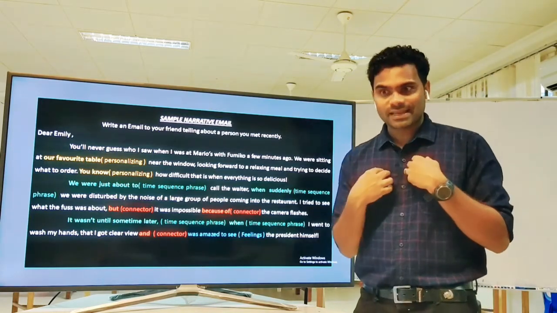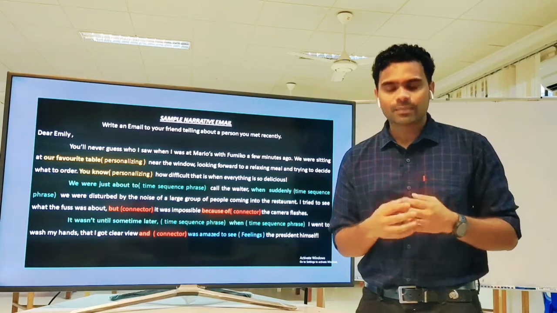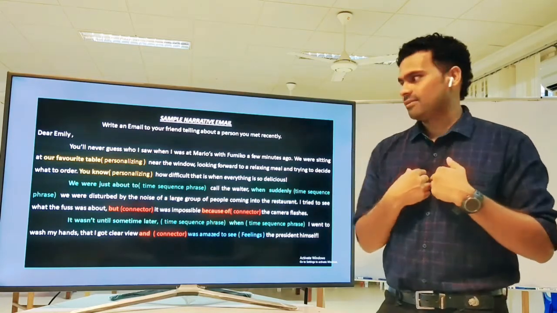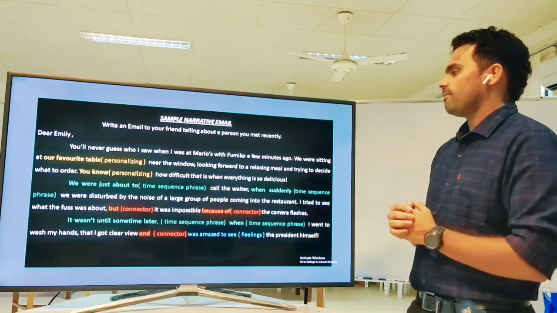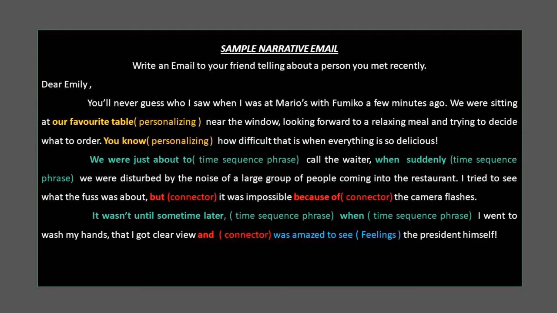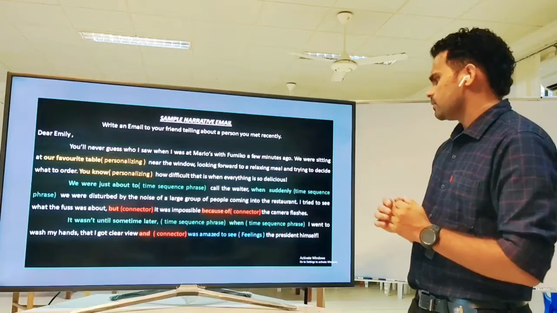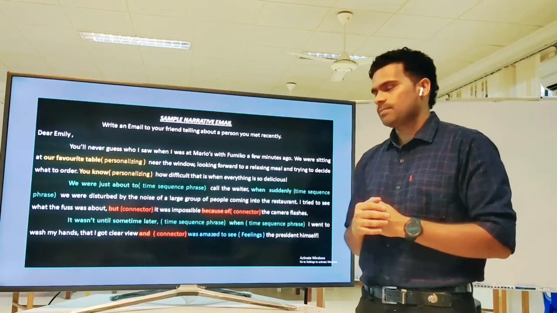That is an example of what? Personalizing ourselves. Next paragraph. We were just about to call the waiter when suddenly we were disturbed by the noise of a large group of people coming into the restaurant. I tried to see what the fuss was about, but it was impossible because of the camera flashes.